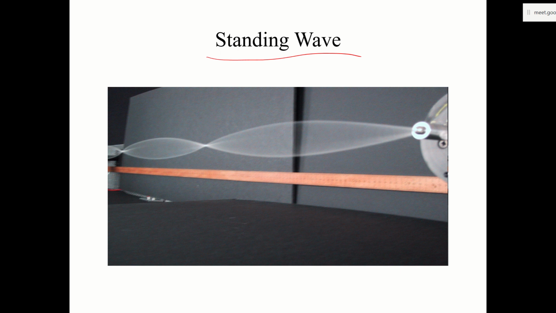It's something like this. So you can see the oscillations happening, but the string is there. It is not moving anywhere. So that is a standing wave. There is crest and trough, and then so you know.